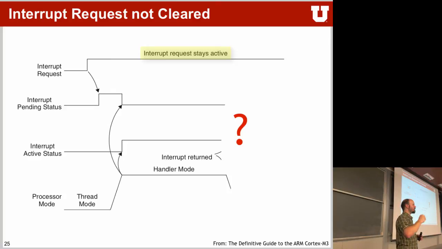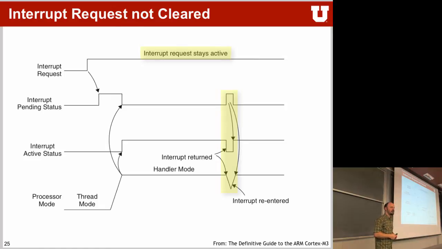Who thinks this line would just stay high, this line goes low, and we go back into thread mode? Okay. Well, the first ones were right. What will actually happen is, as soon as you get out of the active mode and out of the interrupt handler, because the interrupt line is still high, the status bit will be set again, and you go right back into your interrupt handler.